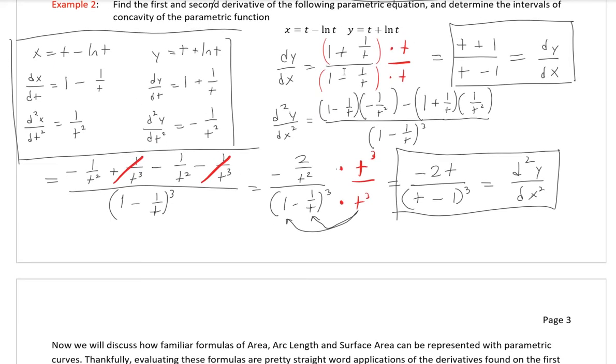Now we aren't exactly done because we also want to find concavity. Looking at this formula though, we have two problems. If t equals 0, this equals 0, which means that that's a change of concavity. But if t is equal to 1, the denominator is 0, that's also going to be a point of discontinuity. So we have to check both of those. So that means we really have three intervals here. We have t less than 0. We have t between 0 and 1. And then we have t greater than 1.